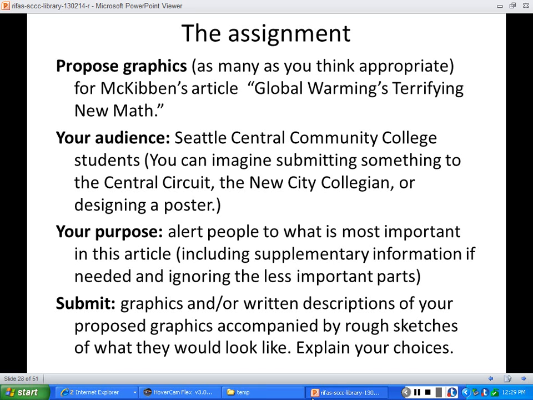This is the assignment. Propose graphics, as many as you think appropriate, for McKibben's article, Global Warming's Terrifying New Math. Your audience, Seattle Central Community College students. You can imagine submitting something to the Central Circuit, the New City Collegian, or designing a poster. Your purpose, alert people to what is most important in this article, including supplementary information if needed, and ignoring the less important parts. Submit graphics and or written descriptions of your proposed graphics, accompanied by rough sketches of what they would look like. Explain your choices.